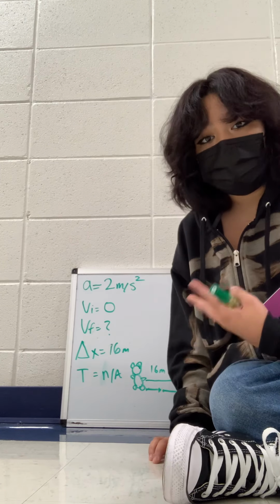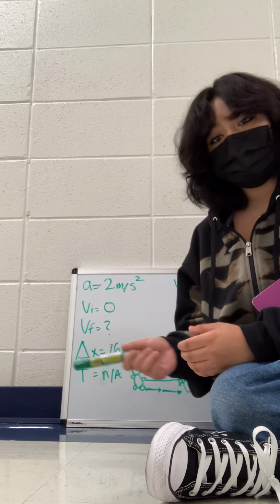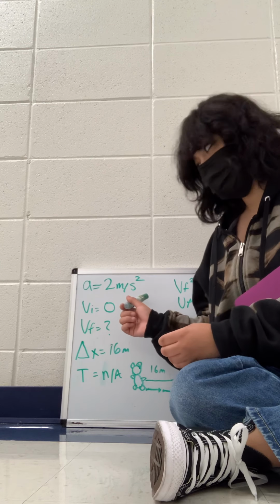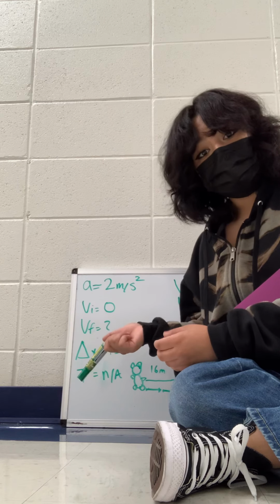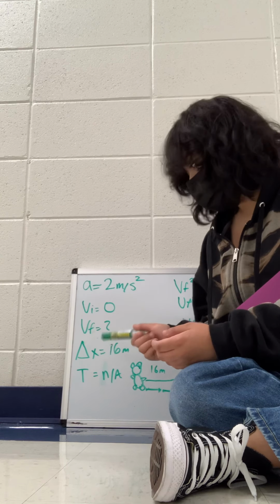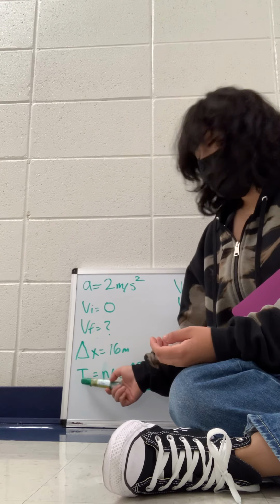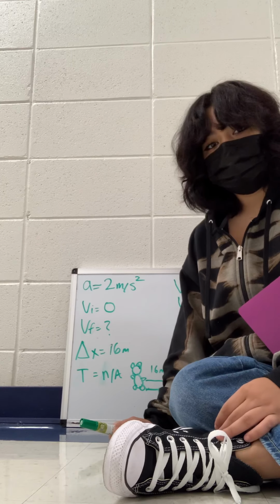First, what we do in any problem is list out all the variables we know and don't know. For example, a, acceleration, is 2 meters per second squared. V of i is 0. V of f is what we're looking for, so that is unknown, hence the question mark. Delta x is 16 meters. And t, time, was never given, and it doesn't really matter for this problem.